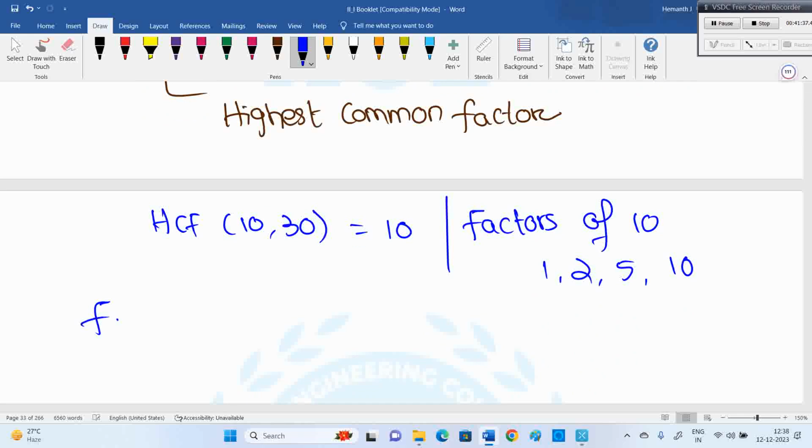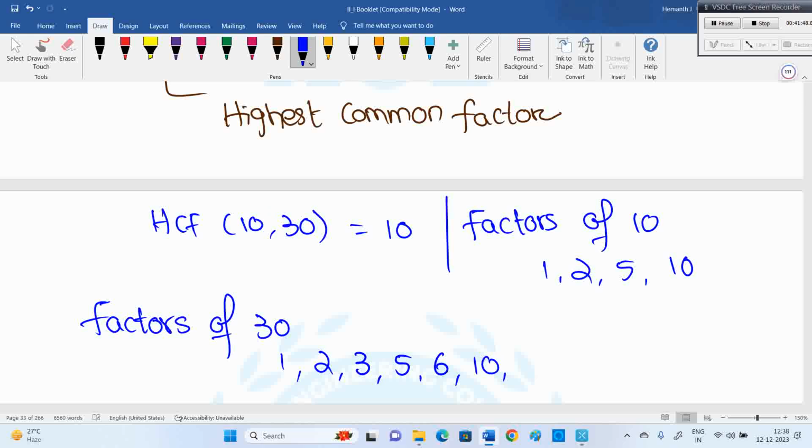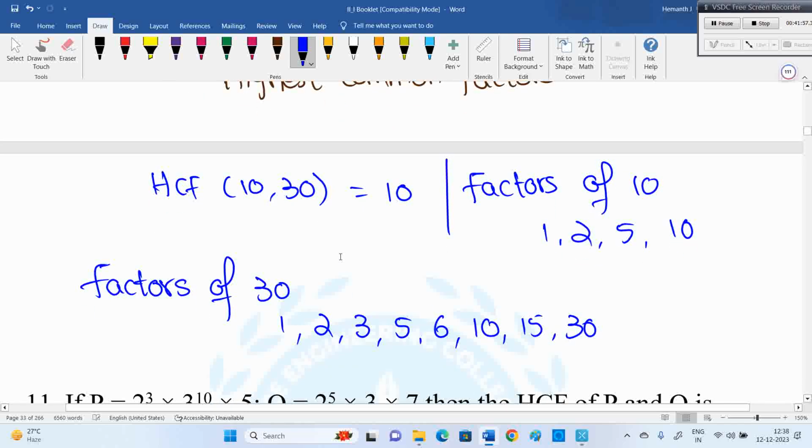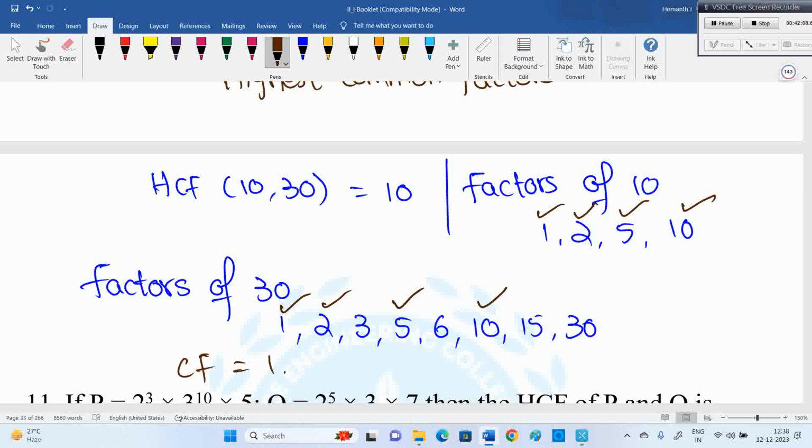Write the factors for 30. Factors of 30 are 1, 2 also, right? 30 is divided by 2 as well. 1, 2, 3, 5, 6, 10, 15, 30. Now CF means common factors. In these two, what are the common factors? 1, 2, 5, 10. Now the highest common factor is 10. That is why HCF for 10 and 30 is 10.